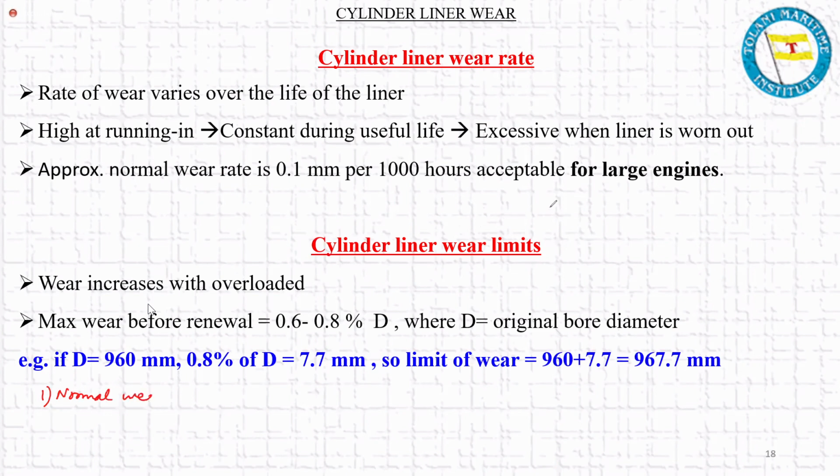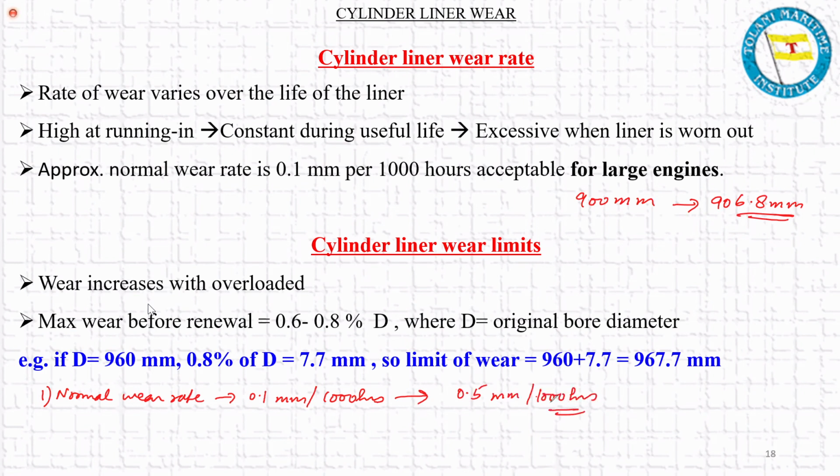Please understand, when the liner has already 900 mm bore diameter, liner has already got worn out up to 906.8 mm. Its wear rate is no more 0.1 mm per 1,000 hours. Its wear rate will be somewhere around 0.5 mm per 1,000 hours. And this liner may not be able to last even 1,500 hours, even 1,000 running hours. You understand that? Yes, sir. It will be 3-4 times minimum, and it can go up to 10 times, 8-10 times. You don't know. It becomes unpredictable at that point of time when it is near the end of its useful life. That is point number one.